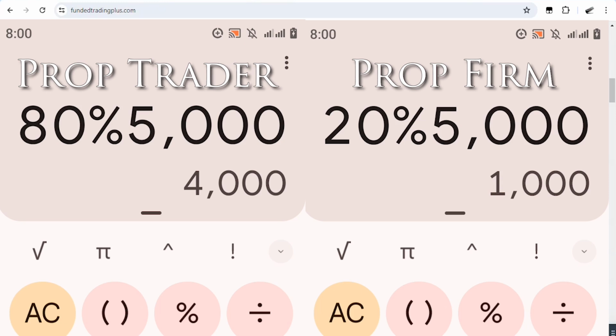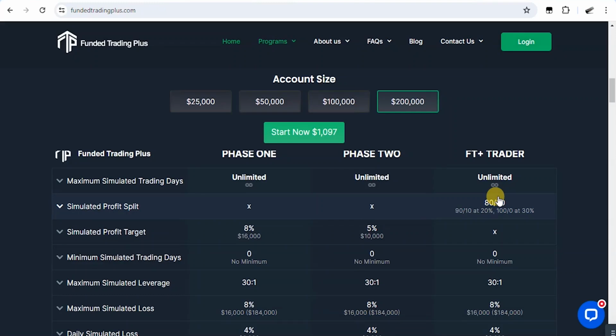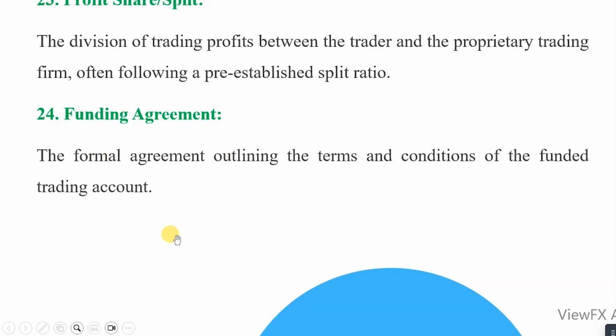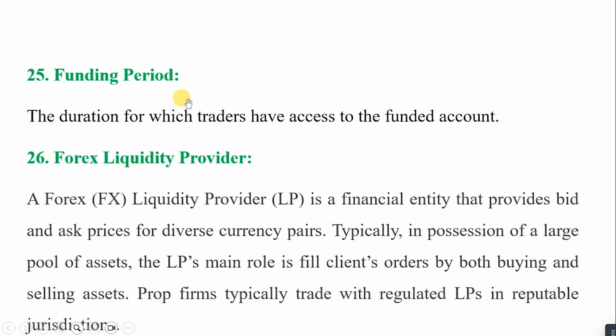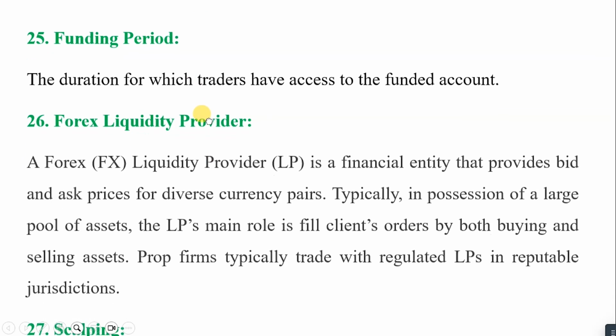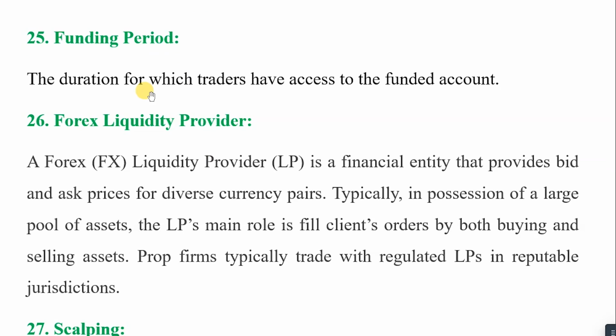Now, some prop firms can decide to give you 100% of the profit. It depends on the prop firm you're working with. What is a funding agreement? It is a formal agreement outlining the terms and conditions of the funded trading account. Now we have what we call the funding period. It's the duration for which traders have access to the funded account.